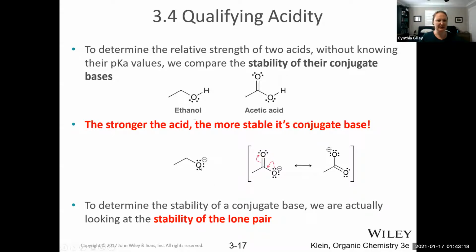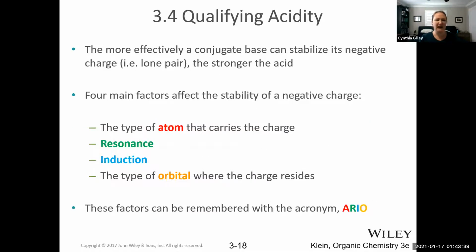Right? So this would be an example of the conjugate base of ethanol and the conjugate base of acetic acid, which happens to be resonance stabilized. So what we're really looking at is more than just the stability of the conjugate base, but the stability of the lone pair left behind after the proton has been removed. And the Klein book utilizes an acronym to compare the stability of different lone pairs on the conjugate base.